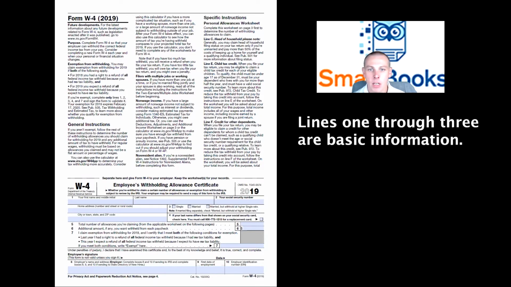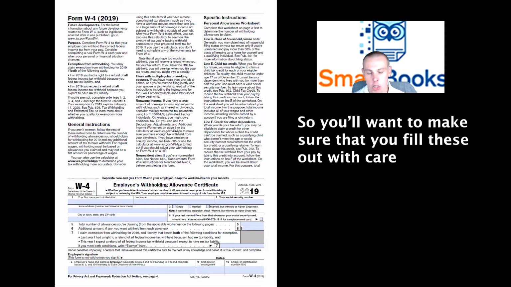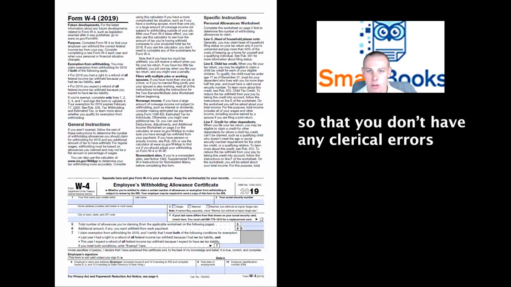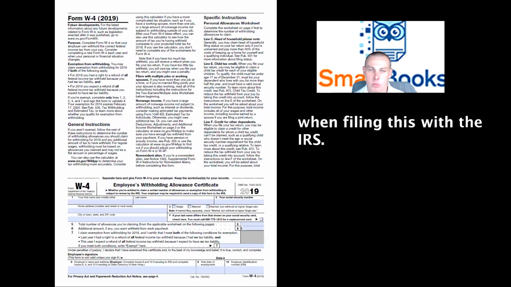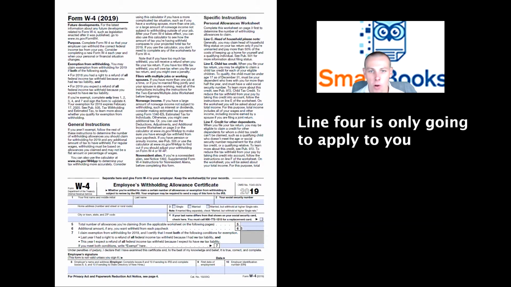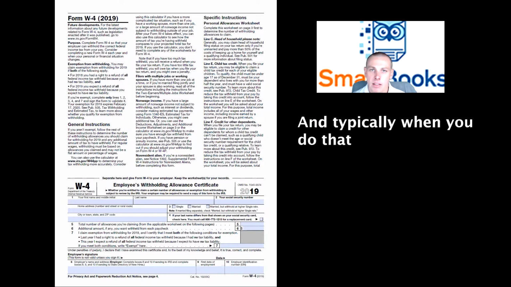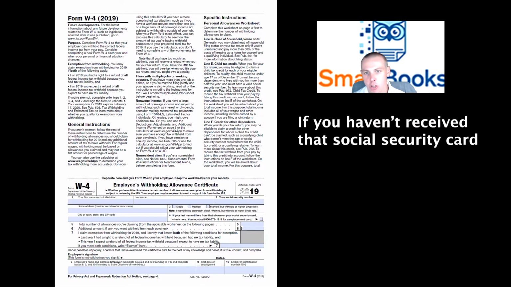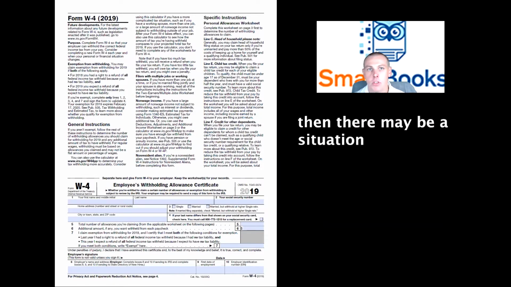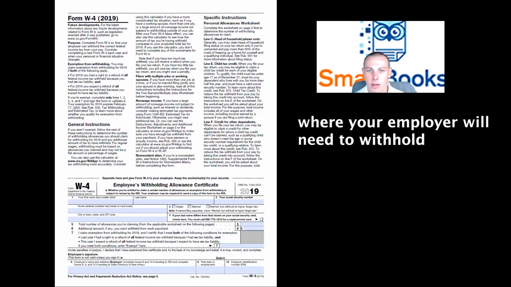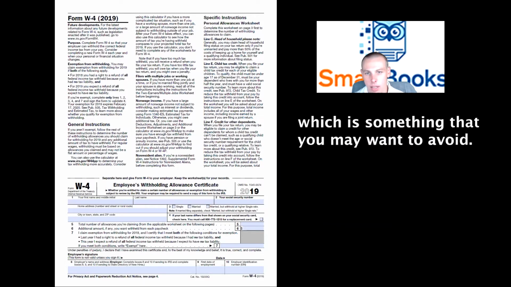Let's review. Lines 1 through 3 are basic information, so you'll want to make sure that you fill these out with care so that you don't have any clerical errors when filing this with the IRS. Line 4 is only going to apply to you if you've recently changed your last name. And typically, when you do that, you'll get a new Social Security card. If you haven't received that Social Security card, then there may be a situation where your employer will need to withhold at the highest rate, which is something that you may want to avoid.